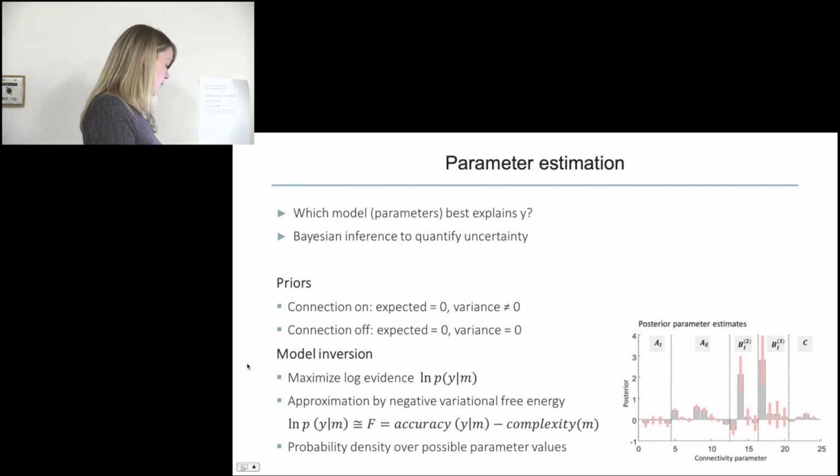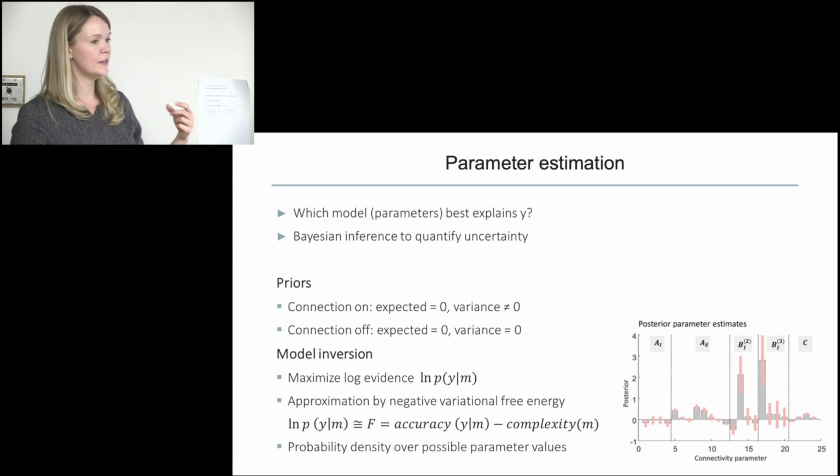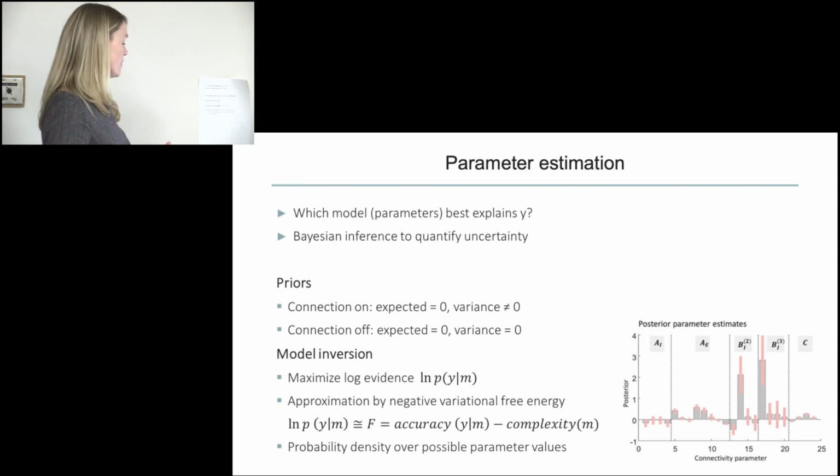Okay, so what we want to do is maximize the probability that we've seen this data given some model. So we want to maximize the model evidence. We can't infer this directly, so we use an approximation to the model evidence called the negative variational free energy. And if you've ever heard Carl speak about anything, then you've heard about the variational free energy, or the free energy principle.